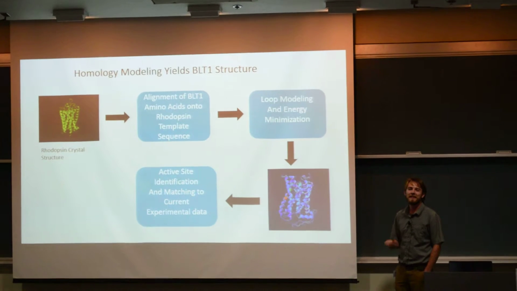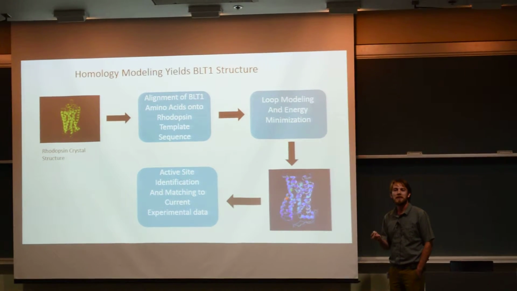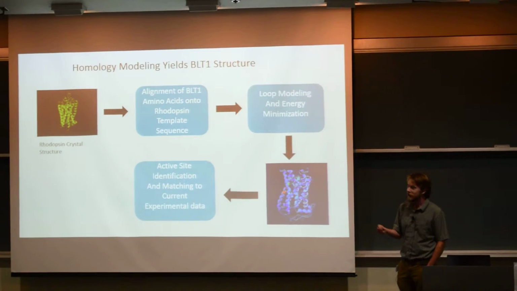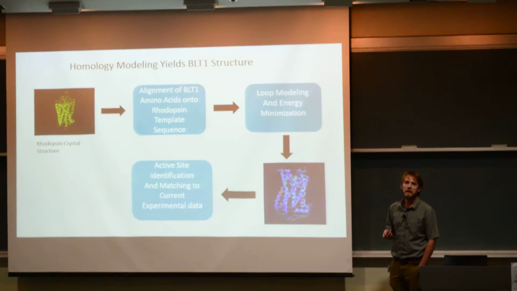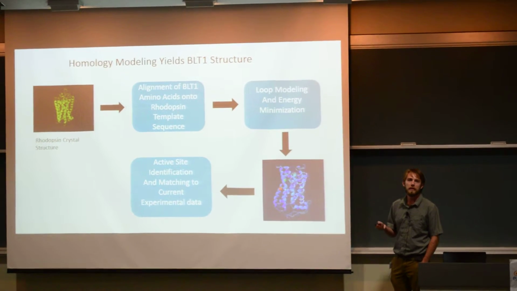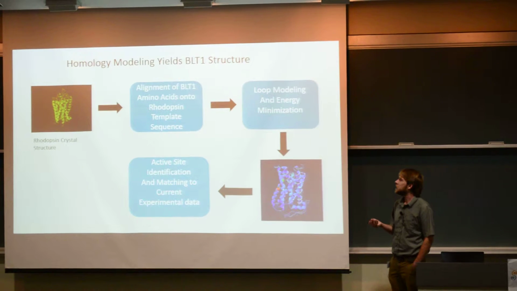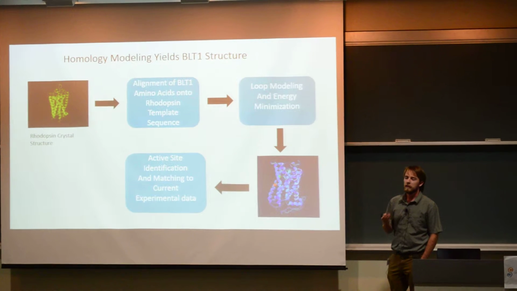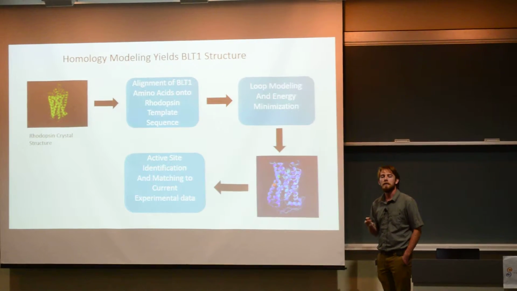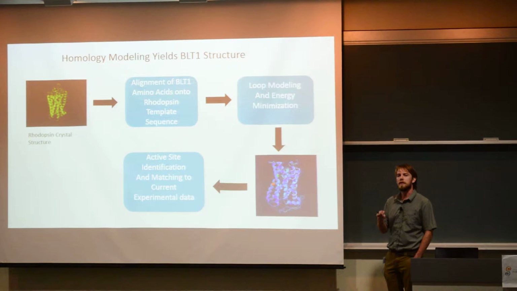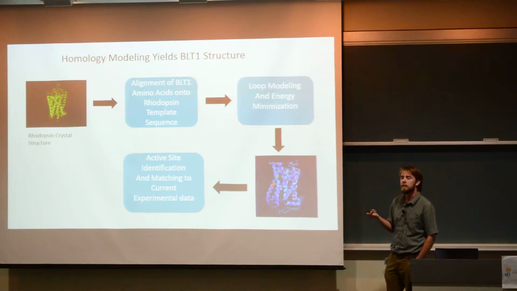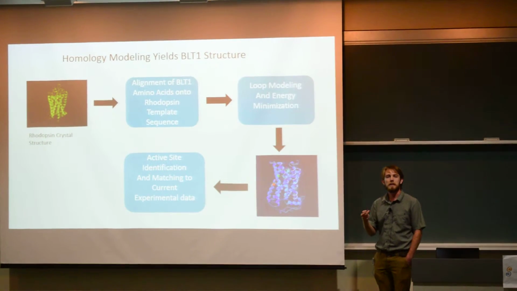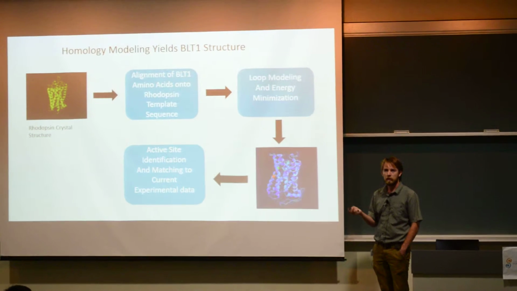So in order to get a grasp of BLT1, I had to produce a homology model. As there is not a wide variety of crystal structures available for use, I chose to use rhodopsin, which is a very common template protein for the construction of G-protein coupled receptors. This process of developing a homology model begins by the alignment of your target protein's amino acid sequence onto the amino acid sequence of your template receptor. So I took the amino acid sequence of BLT1 and I aligned it with the amino acid sequence of rhodopsin.